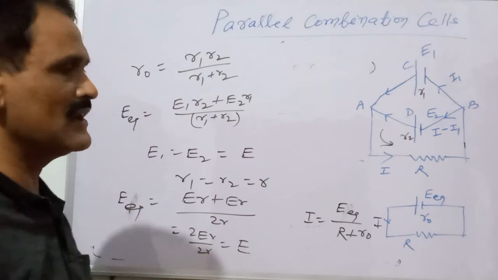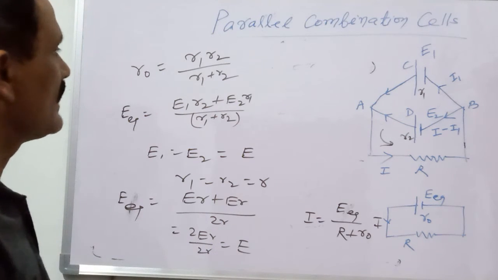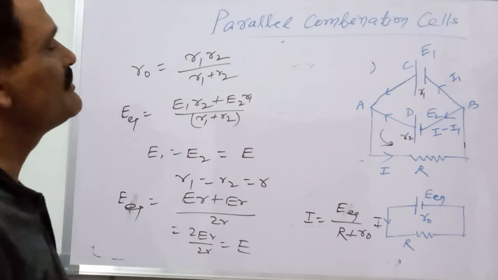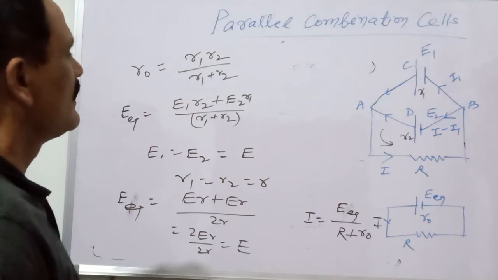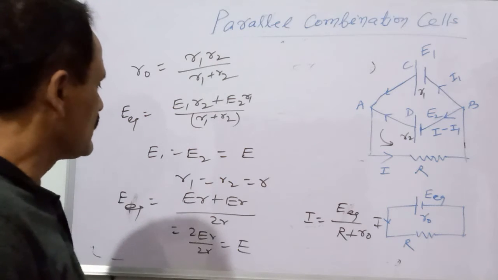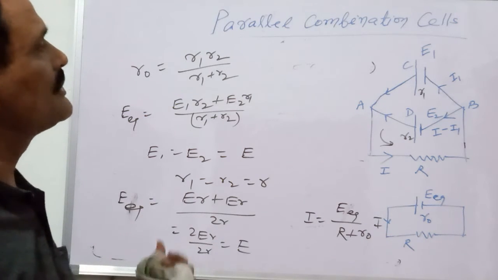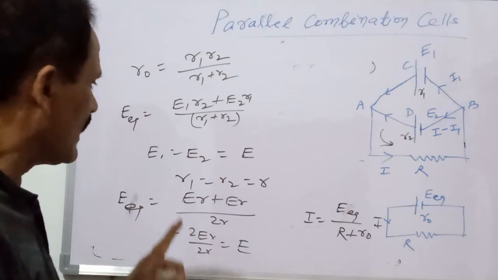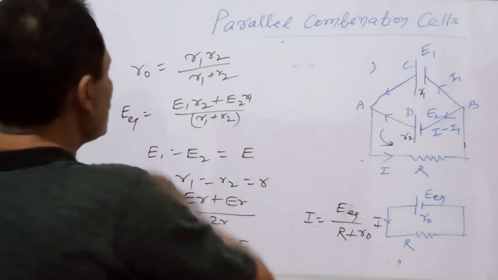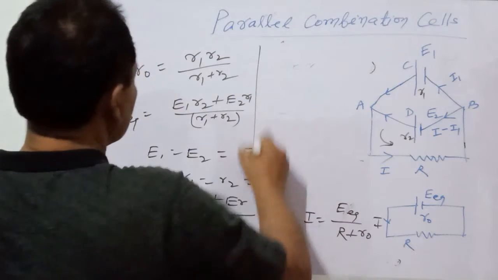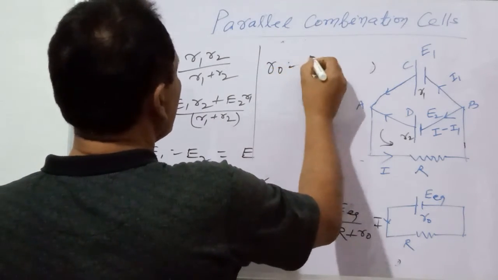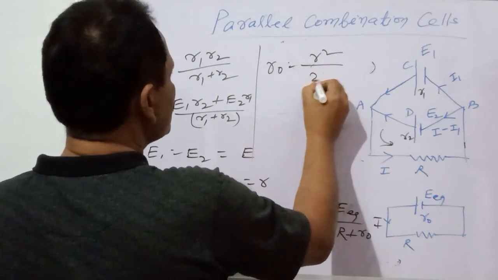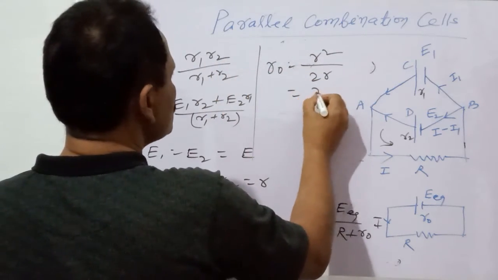And this is a surprising result: I took two cells but the net EMF we got is only one, equal to the EMF of one cell. That is, in this type of combination, if you take a number of cells of equal EMF, then you get the total EMF equal to the EMF of one of the cells, and the internal resistance R0 is equal to R square by 2R, because R1 is equal to R2, so it is R by 2.